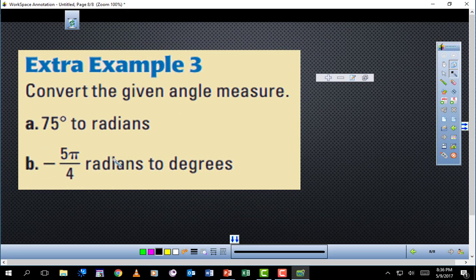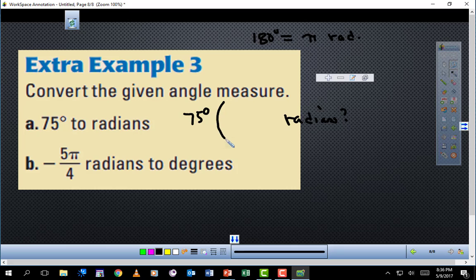So we're going to practice changing from degrees to radians, and then also from radians to degrees, back and forth. We got to be able to do this really good. So if I start off with 75 degrees and I want radians, well, I need to use the fact that 180 degrees is actually equal to pi radians. Okay, so I'm going to abbreviate it like that, pi radians. So what I do is I multiply by a conversion factor.